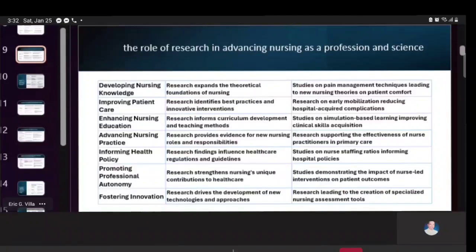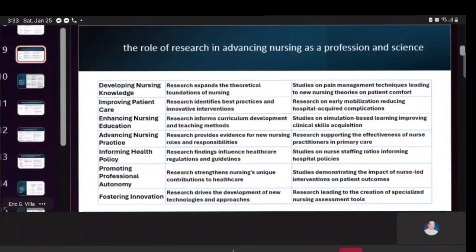One of the primary ways research advances nursing is by developing and expanding the theoretical foundations of our profession. For example, studies about pain management techniques have led to new nursing theories on patient comfort, providing a more comprehensive understanding of how nurses can effectively address pain across various patient populations.